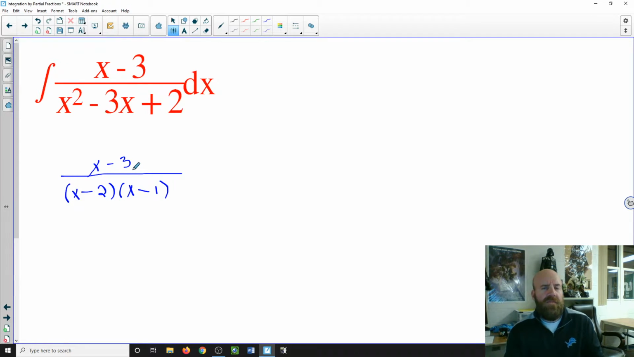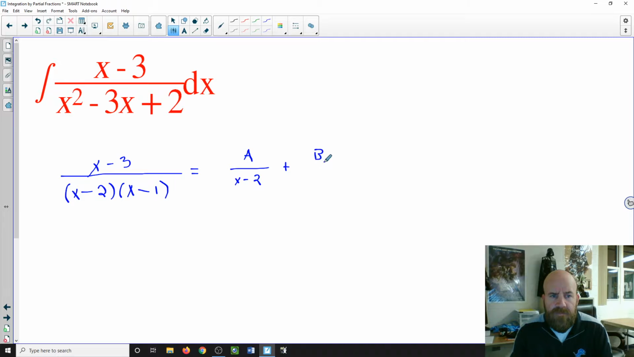I think probably the number one mistake with any of these problems is the factoring. So don't go too fast. Make sure we're checking. Make sure we multiply our factors back together to see if we get the same answer on the bottom. So we're going to go ahead and split this up into two fractions because we have two factors on the bottom. So we have a over x minus 2 plus our b value, and that is going to be over x minus 1.